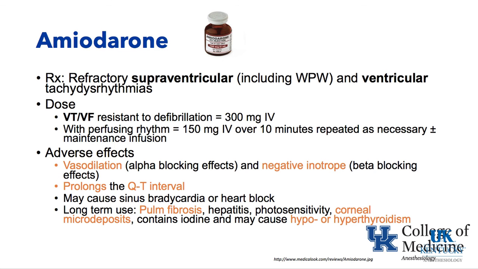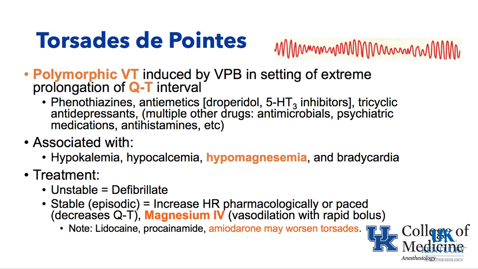There are some side effects of amiodarone, mostly with long-term use. One is pulmonary fibrosis. Another is little corneal microdeposits. And another one is because it contains iodine, it can mess up the thyroid, causing both hyper or hypothyroidism.